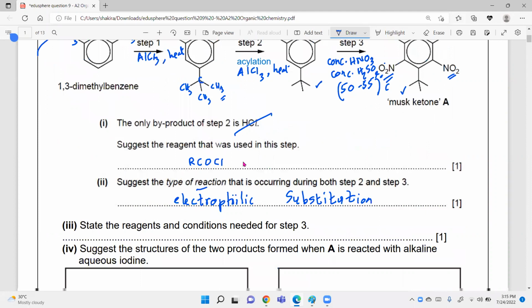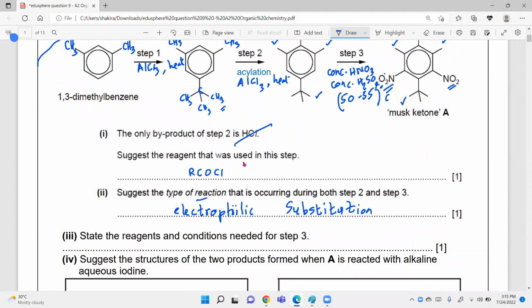State the reagents and conditions needed for step 3. Conditions needed are concentrated HNO3, concentrated H2SO4 at a temperature of 50 to 55 degrees Celsius. You can write this over here.